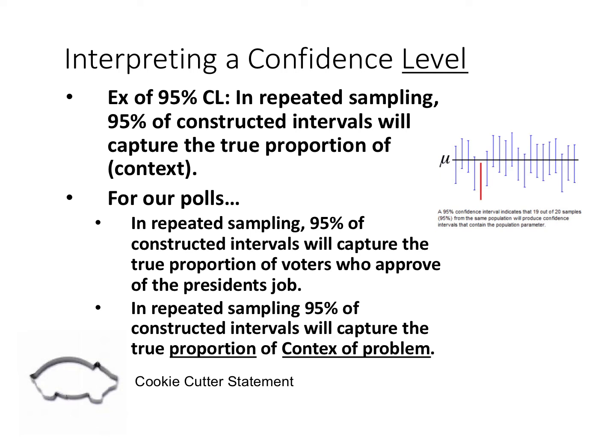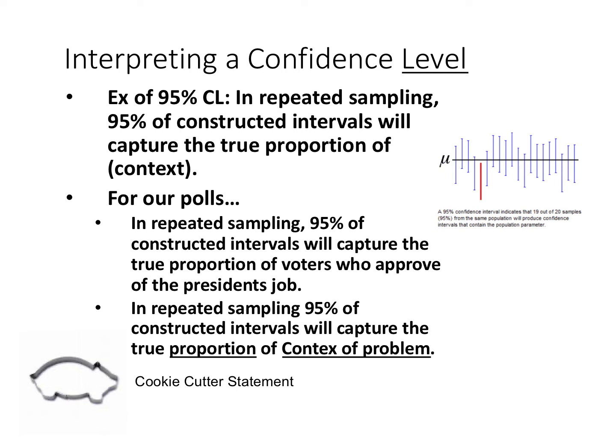When we interpret a confidence level, okay, we start using more cookie cutter statements. We had cookie cutter statements in chapter 9 when we talked about slope and y-intercept and the r squared. Now we have confidence level and confidence intervals. In repeated sampling, 95% of constructed intervals will capture the true proportion of people who prefer Raising Cane's over Chick-fil-A. If it's a 90% confidence interval, 90% of constructed intervals will capture the true proportion of people who approve of the job the president's doing.